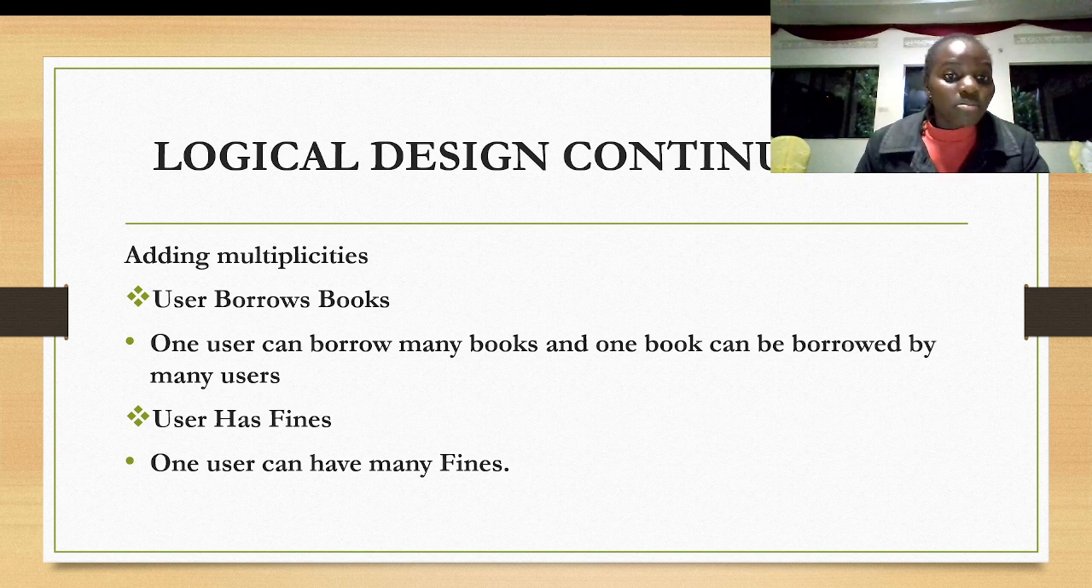For the user borrows books, one user can borrow many books and one book can be borrowed by many users. Then user has fines. So one user can have many fines. That is very possible. Someone can come and borrow many books and fail to bring them back in time. So here we can say that one user can borrow many books. That means one user can also have many fines.